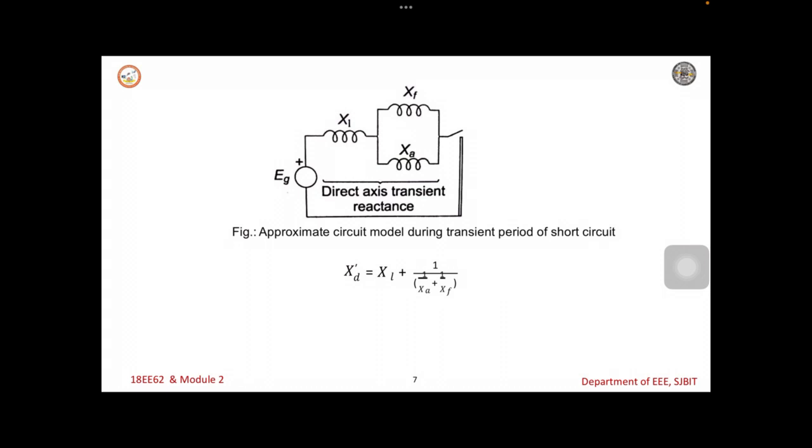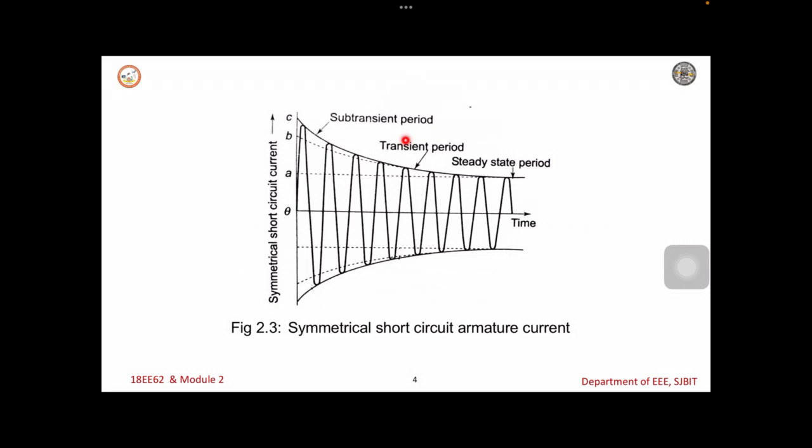The various reactances of the synchronous machine can be estimated from the oscillogram shown in the figure. The envelope of the current wave during the transient can be extrapolated. See here, this is the transient state. If you extrapolate it, it comes to B for subtransient, C, and the steady state if you extrapolate to the y axis, this is A.